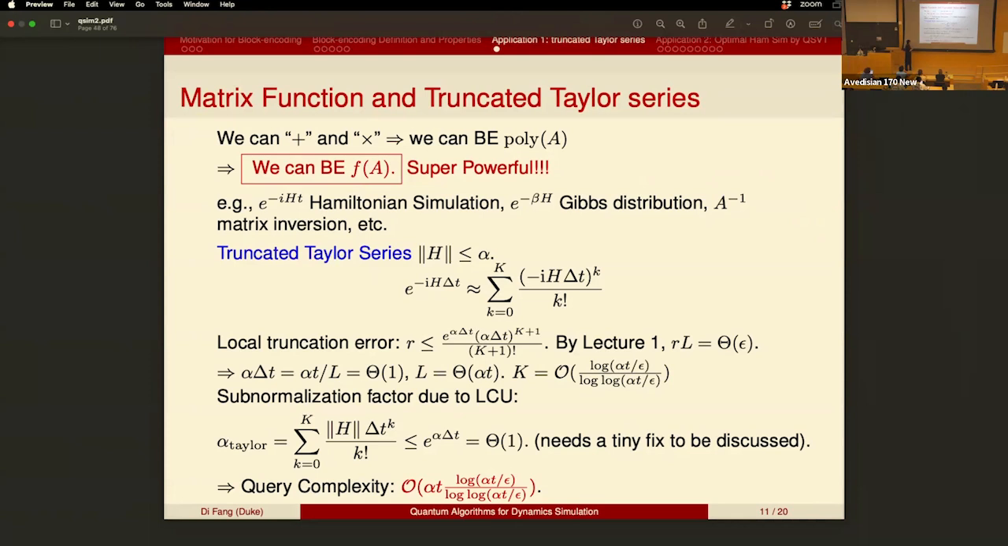Okay. Now back to this subnormalization factor issue. You have all these terms, the sum of all the norms, recall, is going to be the new subnormalization factor in LCU. So going back to the previous question, this e to the alpha delta t, for example, if I choose this alpha delta t to be a constant, let's say log 2, then e to the log 2 will give me a factor of 2 at each of the local time steps. You multiply them together, 2 raised to the L power, you are good.